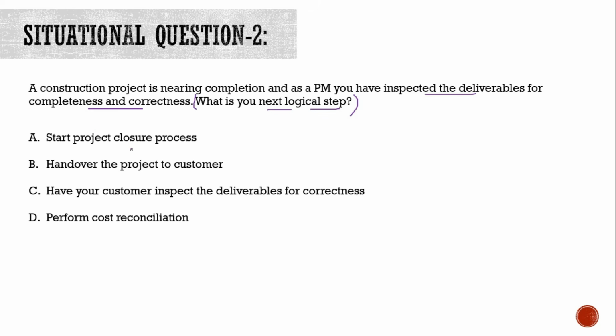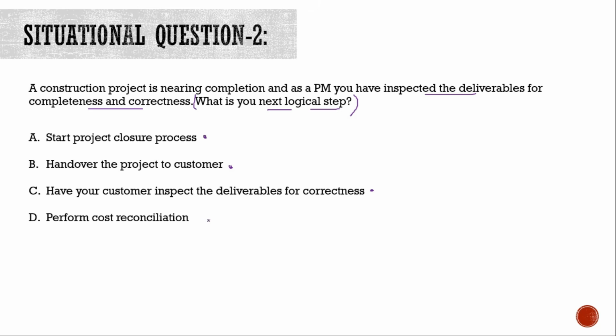Option A, start project closure process. Okay. So maybe this can be an option. Let's park this option for a while, because after validate scope and control scope, you go ahead and start the project closure. So this may be a correct option. Let's move ahead. Hand over the project to the customer. Okay, this can also be a correct option. Let's hold it for a while. Option C, have your customer inspect the deliverables for correctness. This can also be a correct option. Let's park it right now.